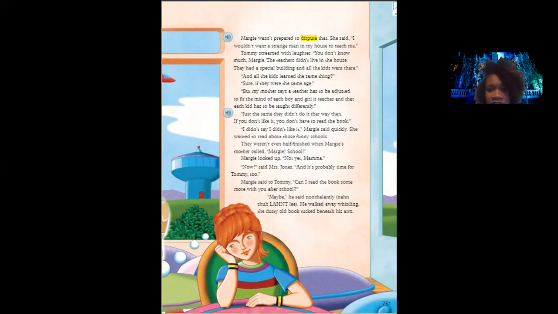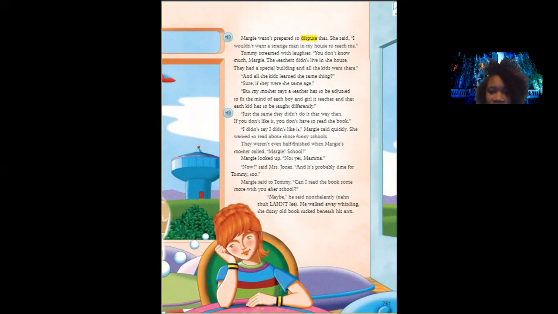But my mother says a teacher has to be adjusted to fit the mind of each boy and girl it teaches, and that each kid has to be taught differently. Just the same, they didn't do it that way then. If you don't like it, you don't have to read the book. I didn't say I didn't like it, Margie said quickly. She wanted to read about those funny schools.